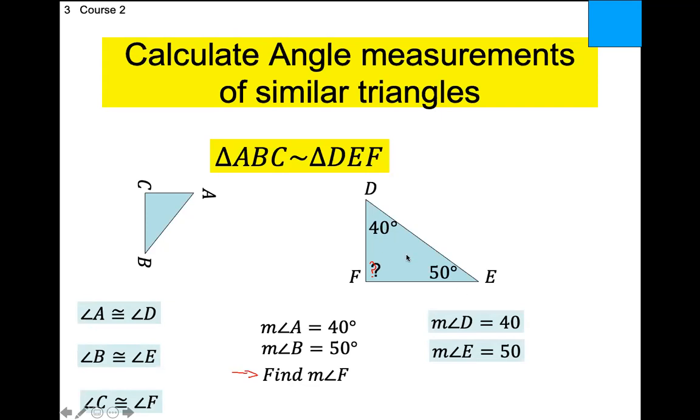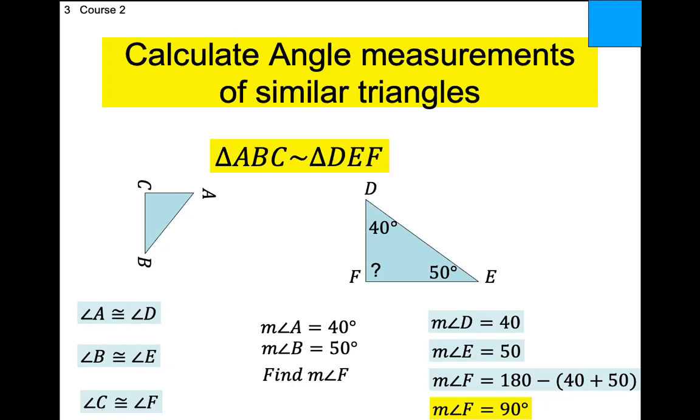Therefore, I have two of the three angles. 40 plus 50 is 90. Subtract 90 from 180, you get 90. I feel like I'm going a little fast. Are we okay? Nobody's complaining. All right, moving on.